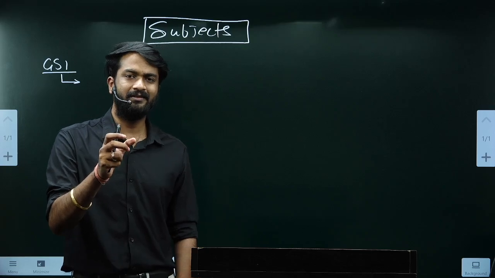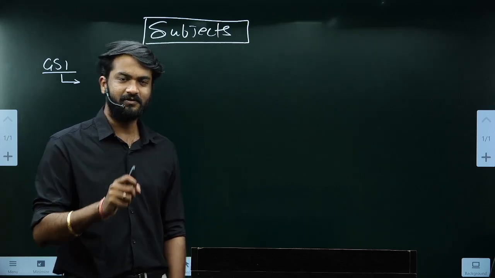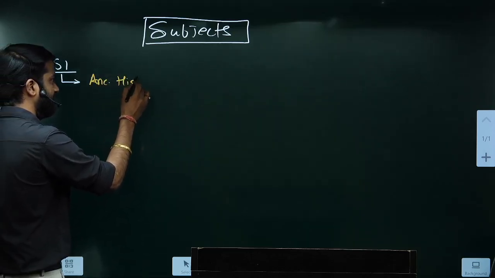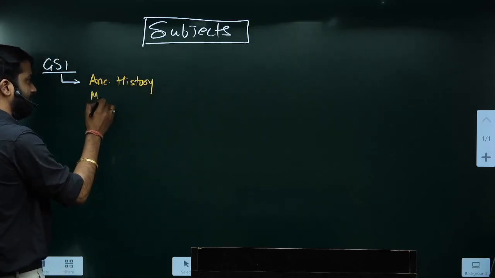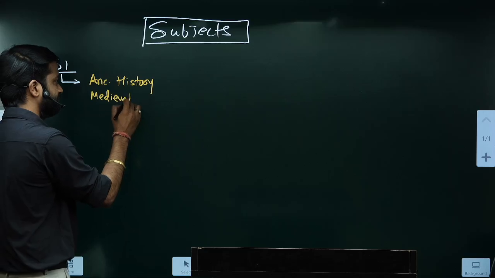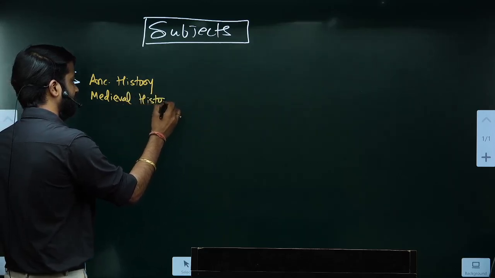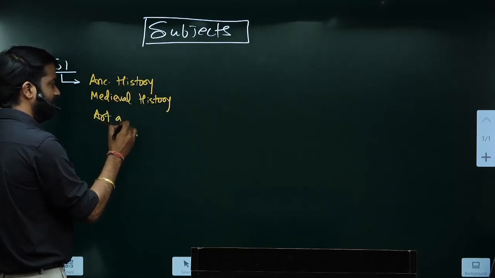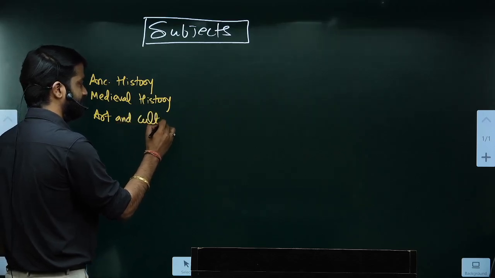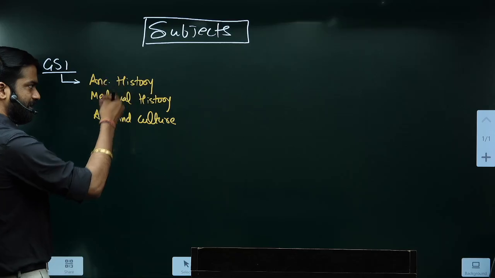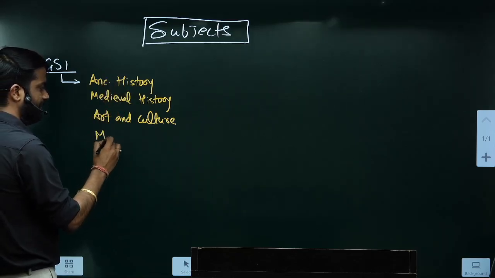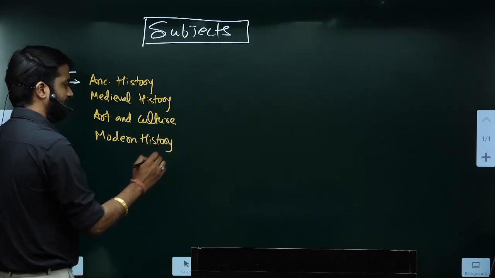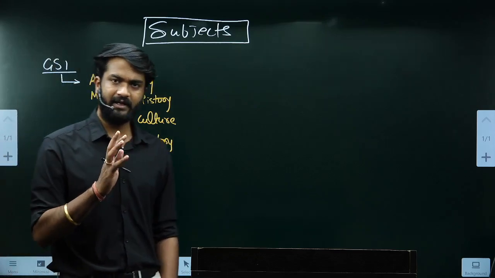But this is not that simple. In history also, you have to prepare first of all ancient history, then you have to prepare medieval history. Along with ancient and medieval, you need to take along art and culture. And once you're done with this, you need to prepare your subject of modern history. Is it all? Are we done with the entire history?